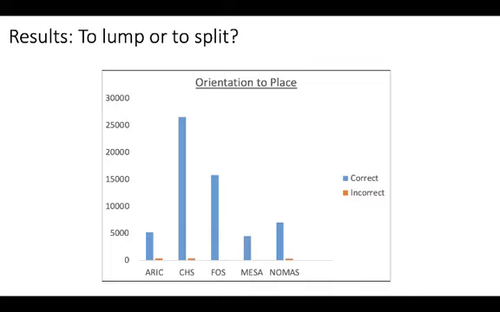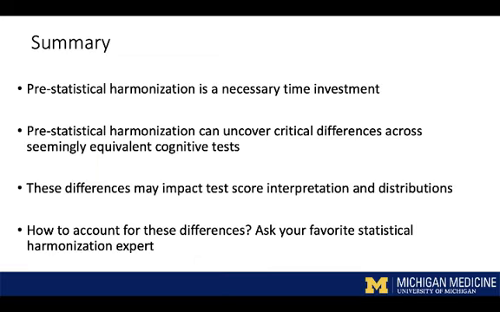All right, so to summarize here, pre-statistical harmonization is a necessary time investment. It is really tedious, and there's a lot of minutia to go through. But it's really rewarding, I think, when we can detect these differences across seemingly equivalent tests. Because if we didn't account for them and notice them, then we'd be getting systematic unmeasured variance by cohort that's not related to the underlying cognitive ability that we're interested in. So the next question is, well, how do we account for these differences? And for that, I'll leave you to your preferred statistical harmonization expert.